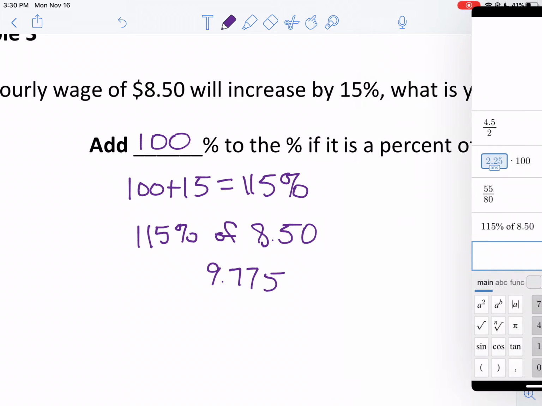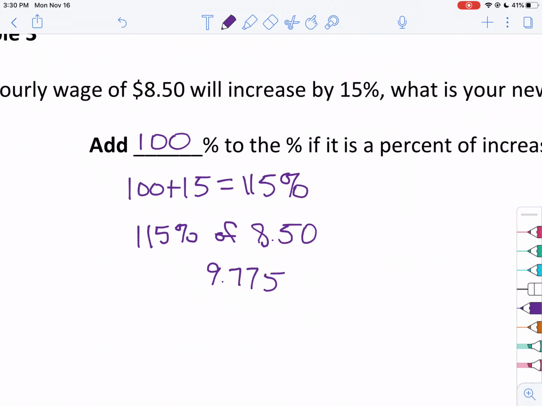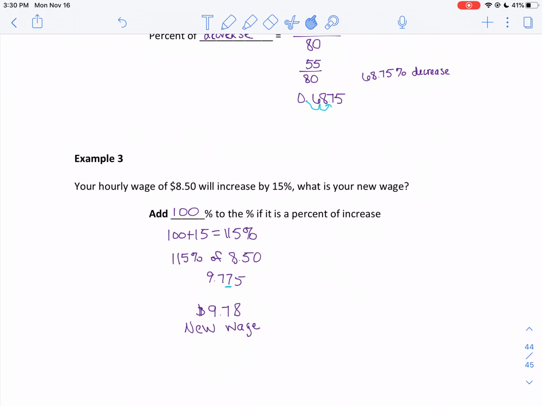$9.775. But remember, it's money. So money, we always have to round to the nearest hundredth. So 9.78 would be the new wage. And wage just means how much you make. So it's how much you're paid.